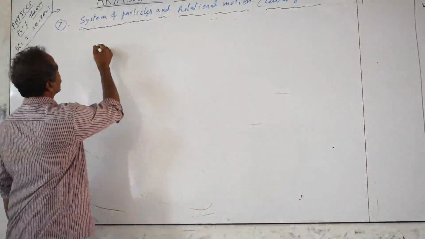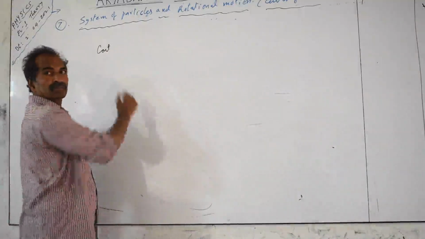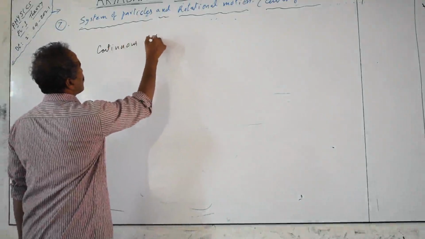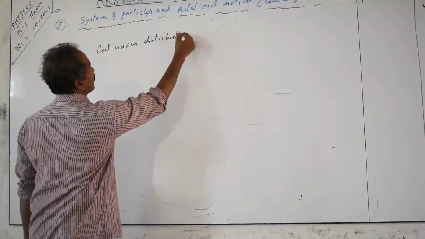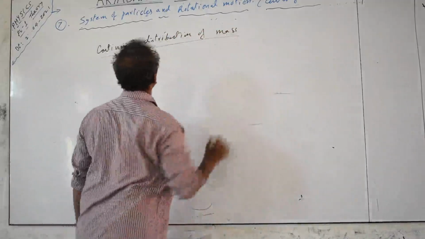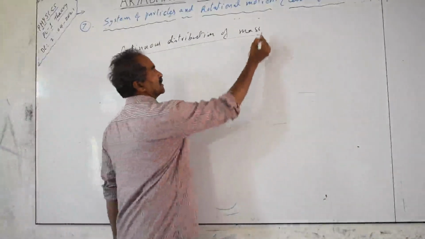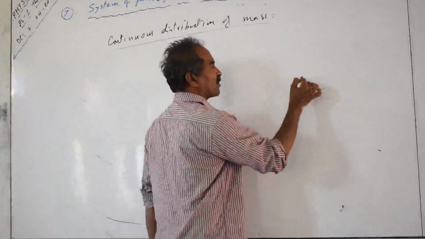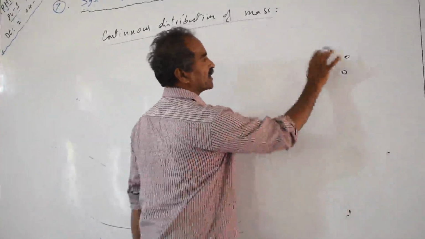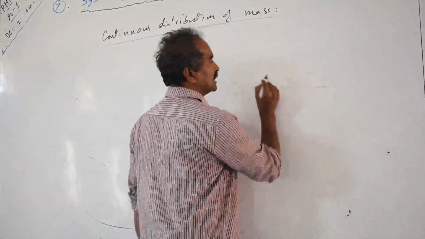Next, here we will take the continuous distribution of mass. We have to discuss the center of mass related to continuous distribution of mass. Previously we discussed the system of particles, meaning a collection of objects like 3, 4, 5 particles with finite separation. We call a collection of particles of finite separation a system of particles. But now we are taking the continuous distribution of mass, meaning a rod you have taken.